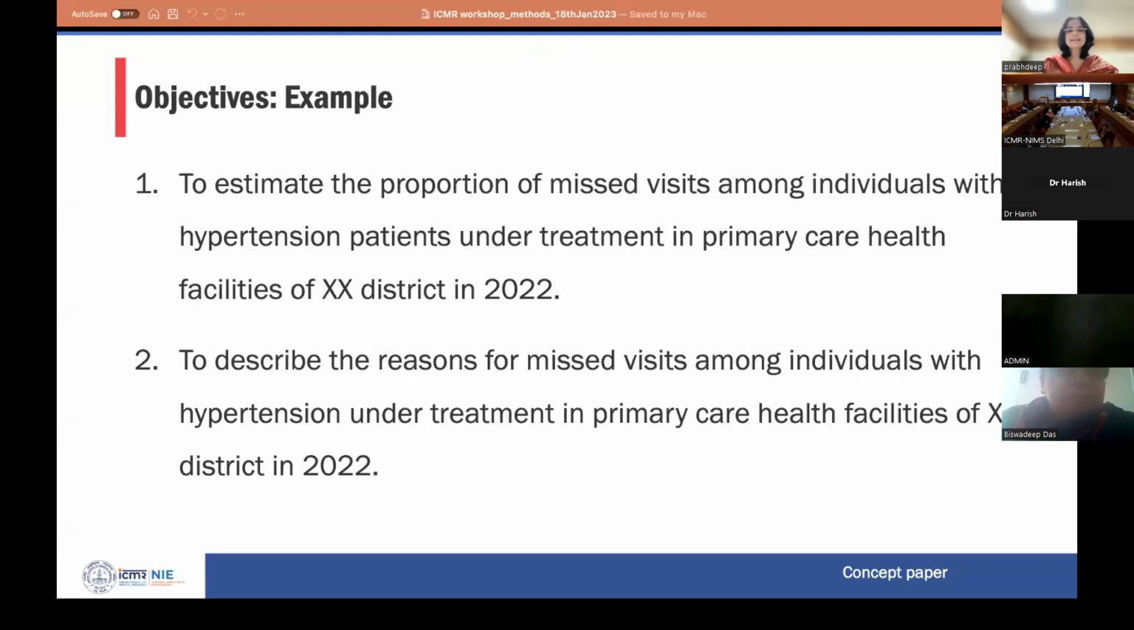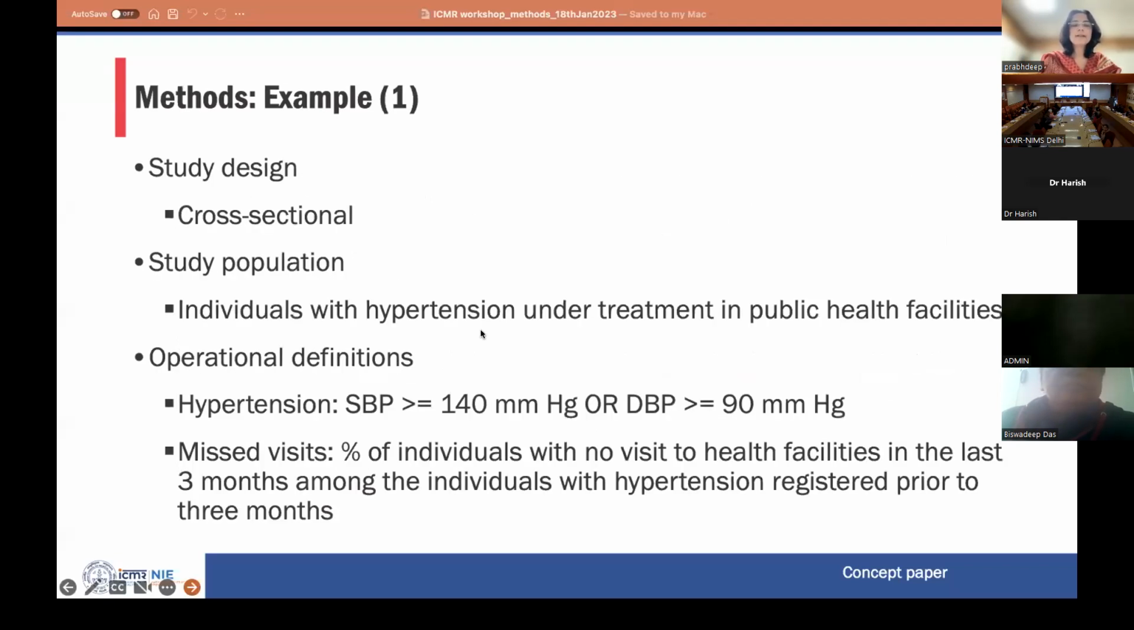So here the idea is to estimate what percentage of people who are taking treatment have actually come to the facility. Now if you already have the line list available, I'll come to that, there you can do both. If you don't have any data available, you will actually need to do it as a cohort study. But if you do have the data available, then you could also get this information through a cross-sectional survey. So this was a cross-sectional study.